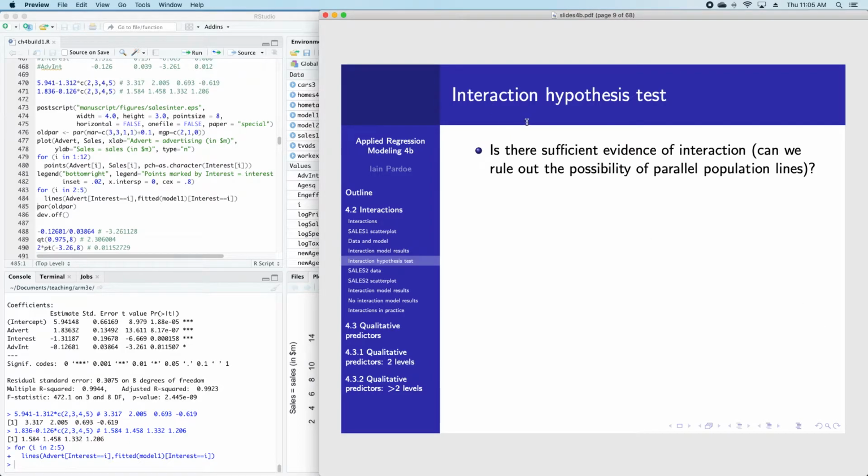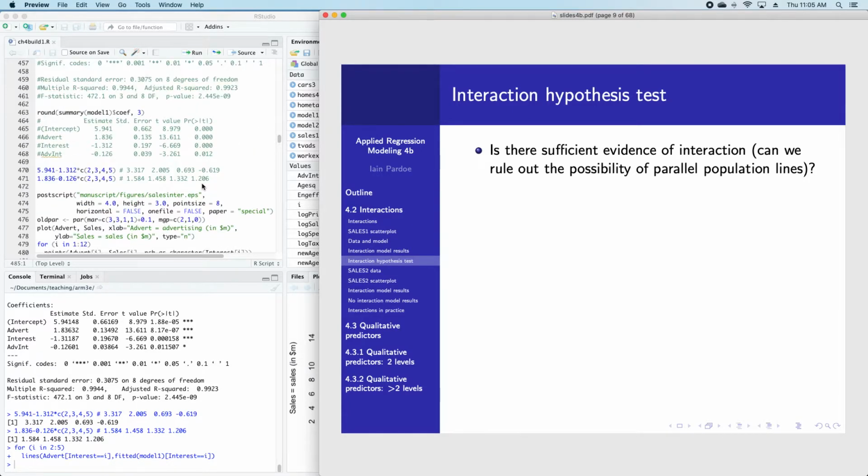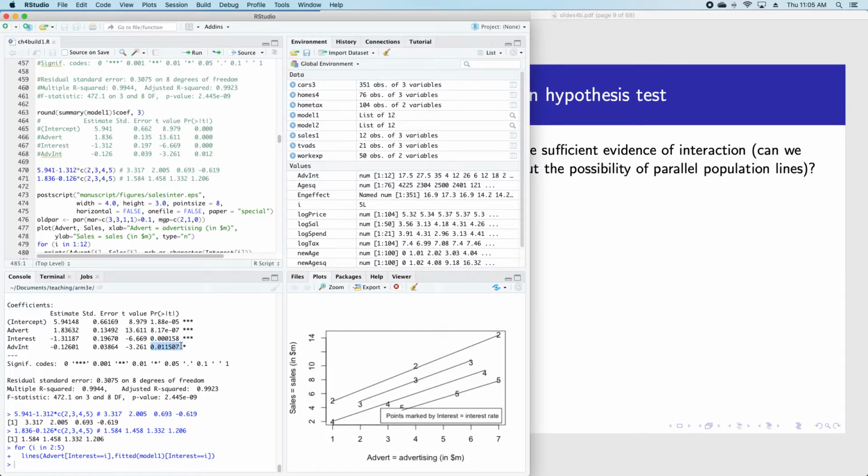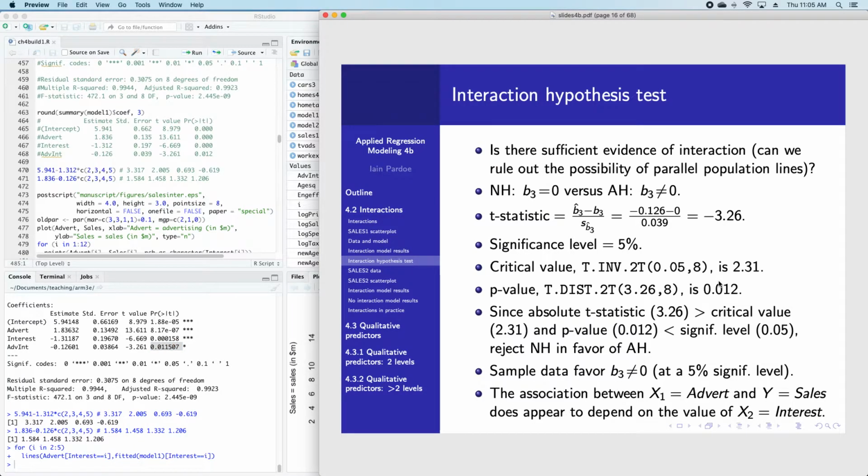Okay, so I went through quickly the hypothesis test that tells me that I've got 4 lines with different slopes, and the way that we did that was to look at this p-value here and determine that since the p-value 0.012 is less than the significance level, we reject the null in favor of the alternative, and conclude that we do have a significant interaction effect. In other words, the association between advertising and sales does appear to depend on the value of the interest rate.